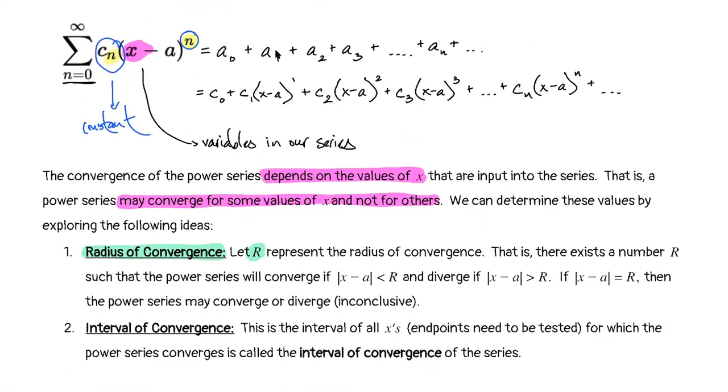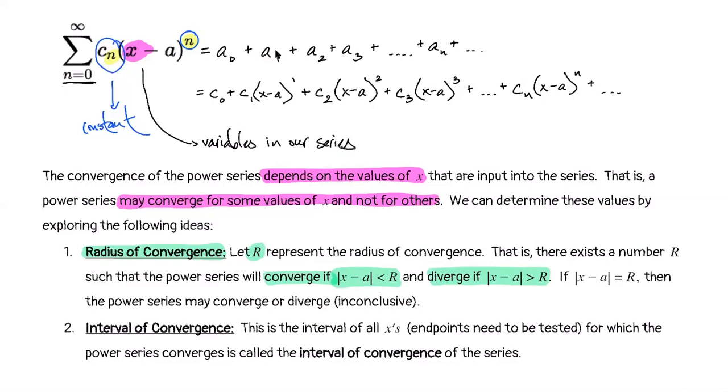Or we can say that there exists a number R such that the power series will converge if the absolute value of x minus a is less than R. So that's going to be a case where it converges. And it will diverge if the absolute value of x minus a is greater than R.